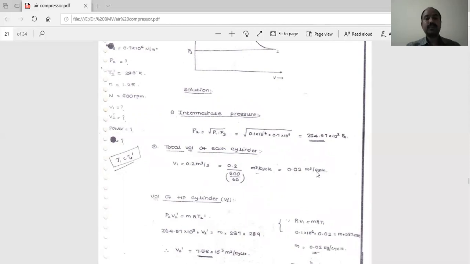It becomes meter cube per cycle: 0.2 divided by 600 RPM, where N is divided by 60. It becomes 0.02 meter cube per cycle.